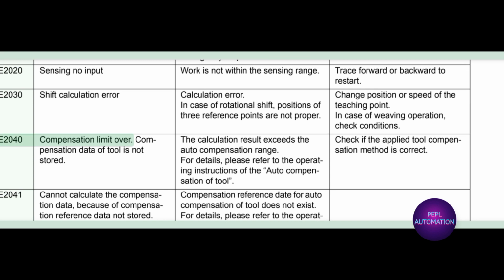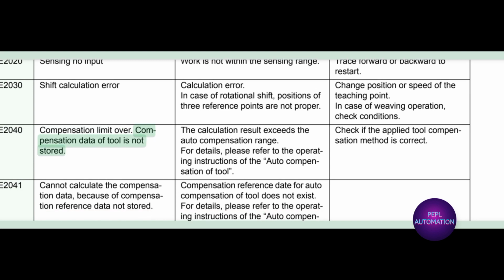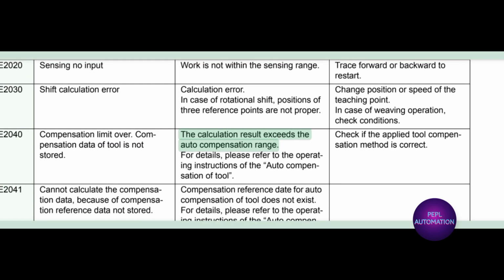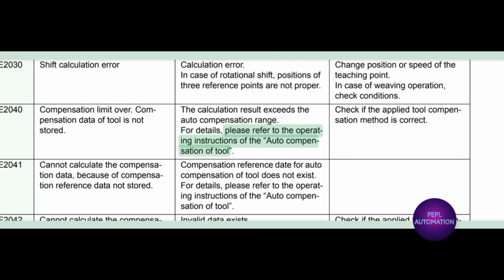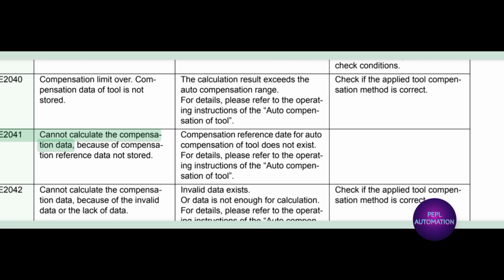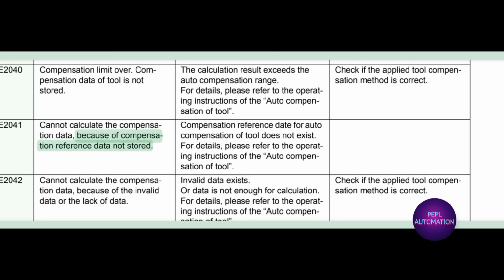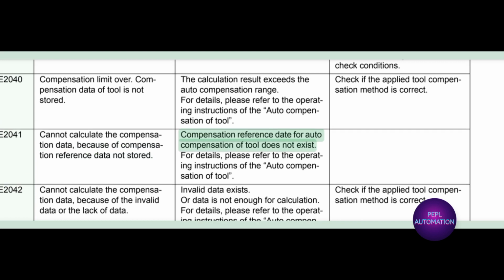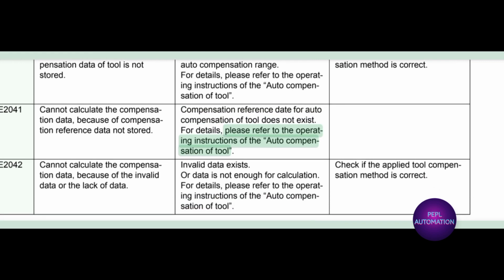E2040 Compensation limit over. Compensation data of tool is not stored. The calculation result exceeds the auto compensation range. For details, please refer to the operating instructions of the auto compensation of tool. Check if the applied tool compensation method is correct. E2041 Cannot calculate the compensation data, because of compensation reference data not stored. Compensation reference data for auto compensation of tool does not exist. For details, please refer to the operating instructions of the auto compensation of tool.